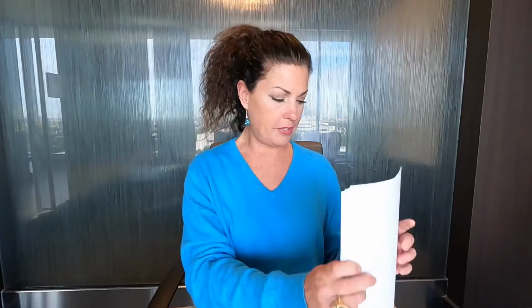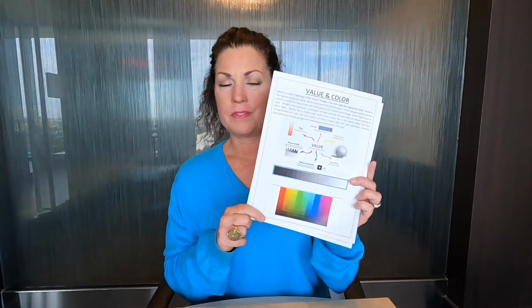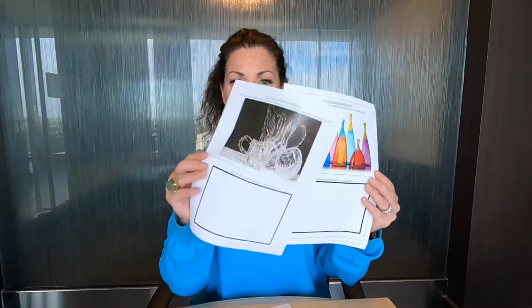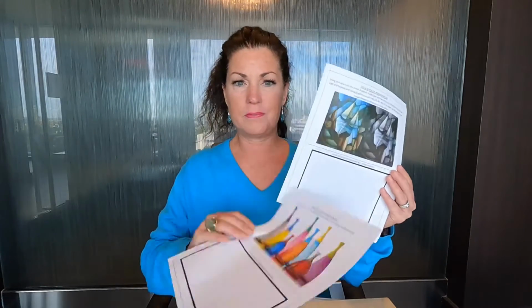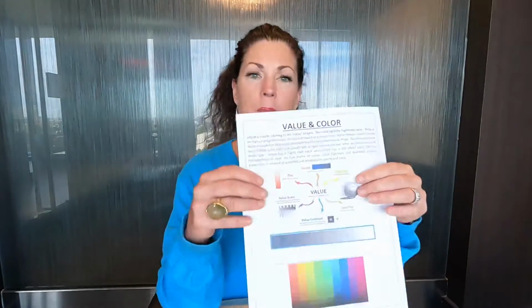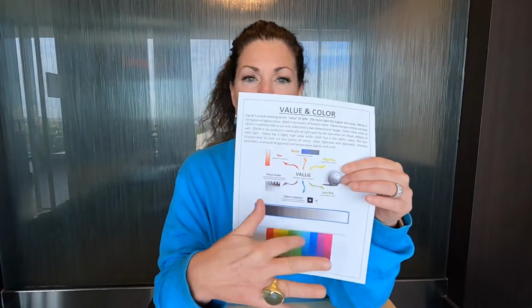Go to Brightspace, copy off the assignment. We're going to obviously have value and color that I'm going to explain. This is assignment 1, 2, 3, and 4. Okay, so let's get started. I'm going to read this to you, but I'm going to explain it to you also. You can pull it up with me.